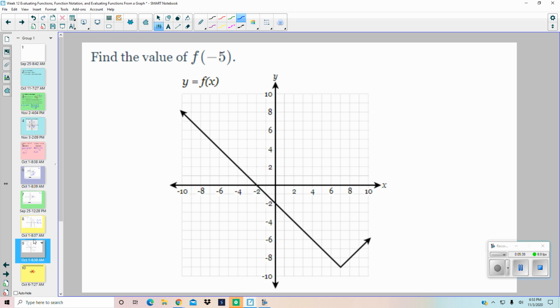Find the value of f of -5. So I'm going to go to -5 and determine the y coordinate. So I go over to -5, which is here, but then I have to go up to the graph. So -5, 3 is the value. So 3 is the y coordinate.